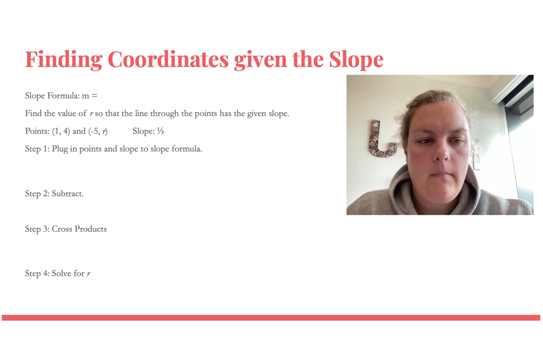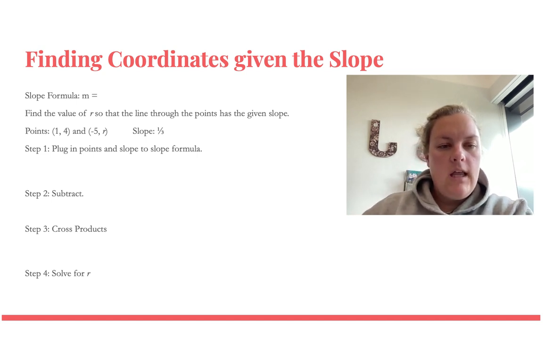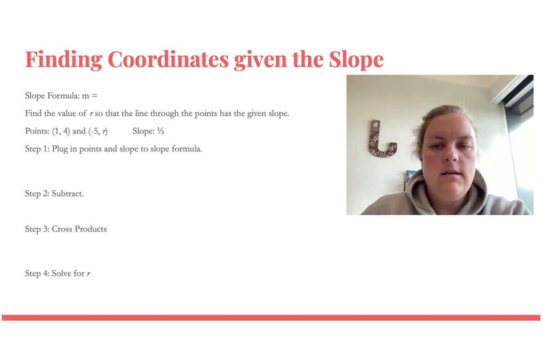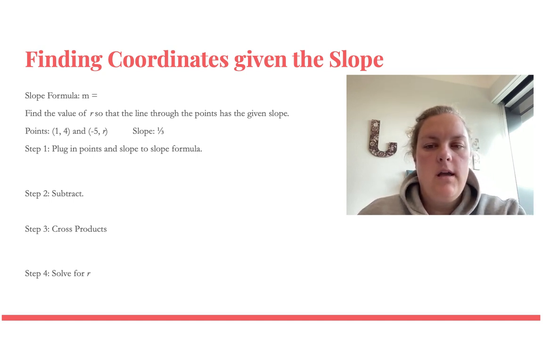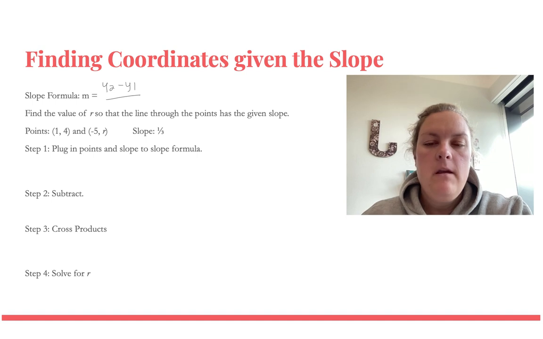Okay, so now that you've had some practice working with finding slope from 2 points, we are now going to do a little bit of an application. Sometimes you can find the slope of a line and you know one of the points, but you don't know everything. So we need to remember, if you haven't committed it to memory, the slope formula: m equals y2 minus y1 divided by x2 minus x1.